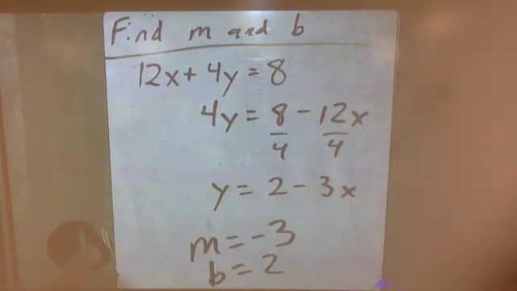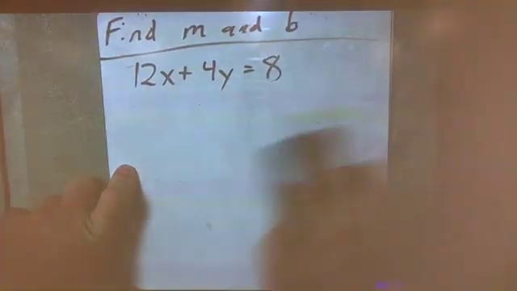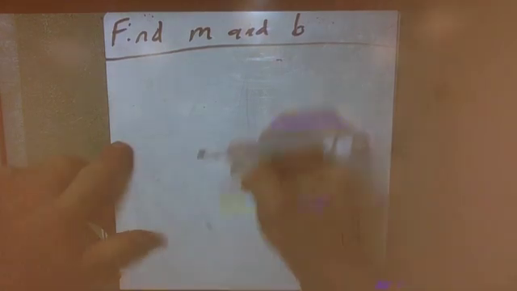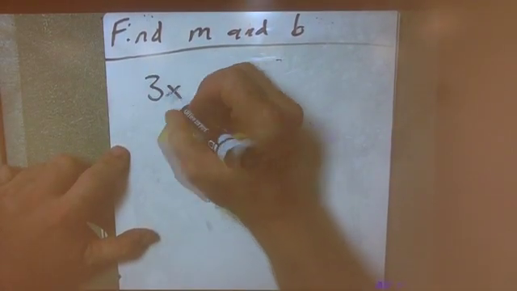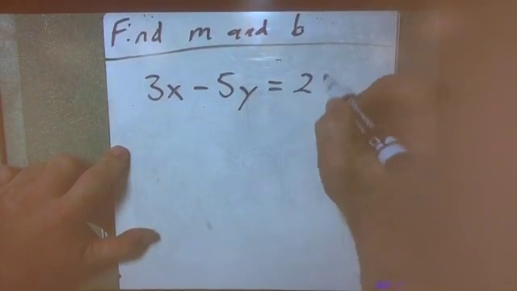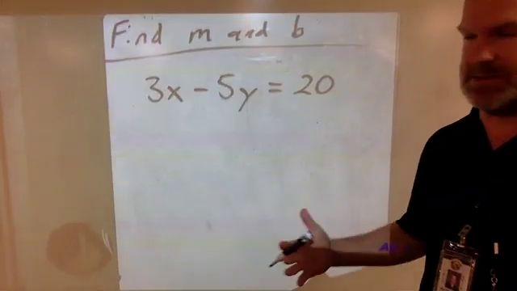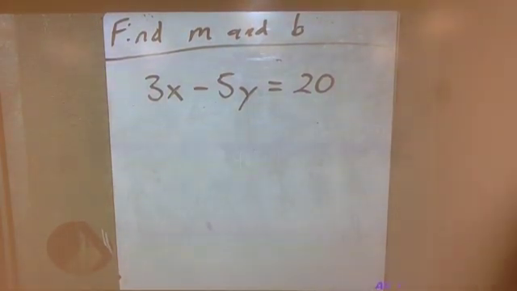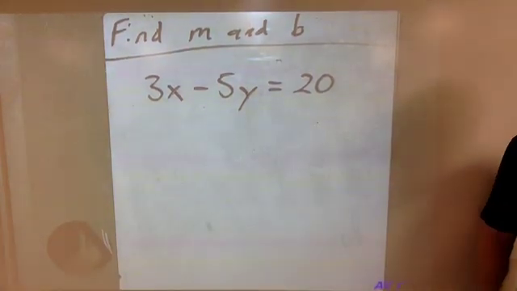All right, how can this get trickier? That may seem easy to you. It can get trickier if you have fractions and if you have a negative y. So let me just show you both all in the same problem. 3x minus 5y is equal to 20. All right, find m and b, same type of problem. Well, you got to solve for y first. You get the hang of it here. First step is to solve for y. So we want to get the 3x to the other side. You have to subtract 3x to the other side.